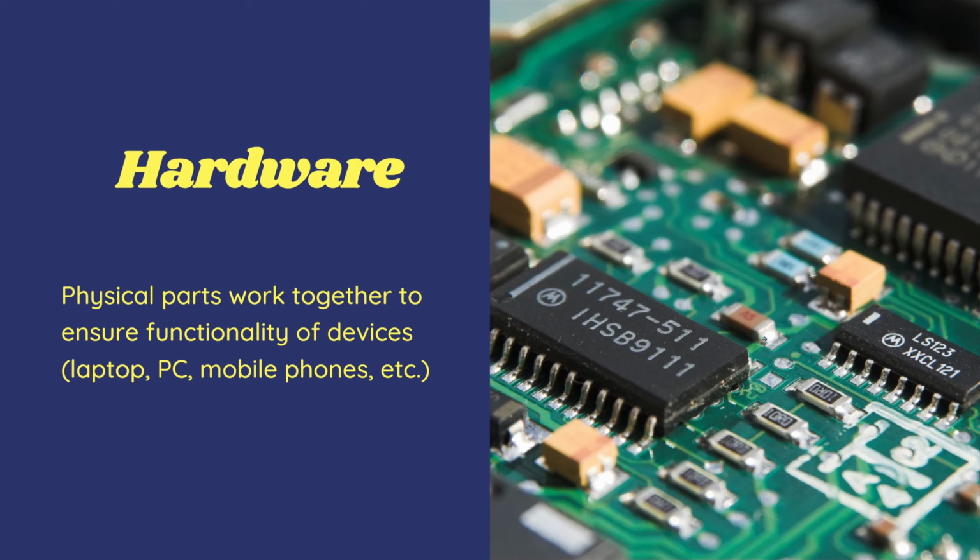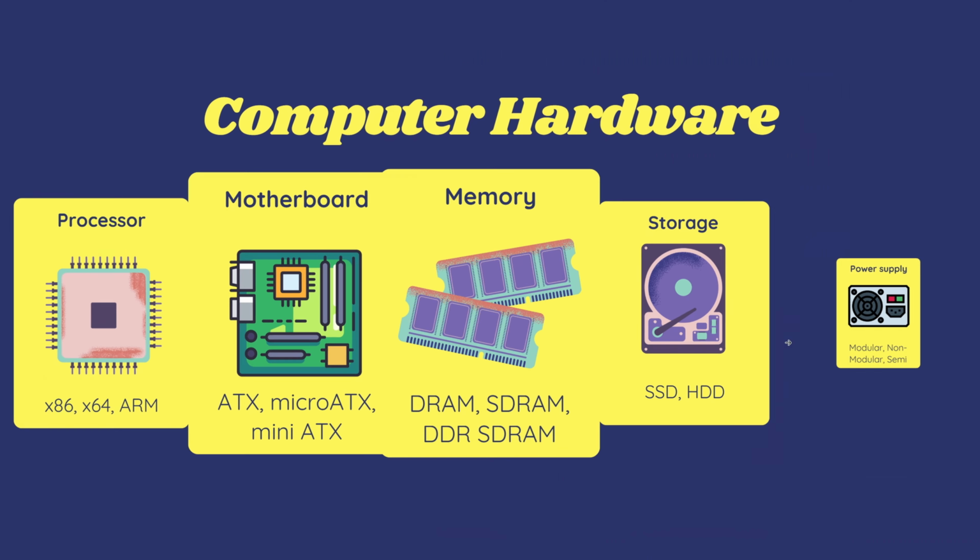So the definition of hardware is basically all the physical parts that help the devices to function. It comes down to your CPU, the speaker that you can hear music from, the screen that you can look into, and so much more. But for today's video, we'll look at computer hardware for easier demonstration.